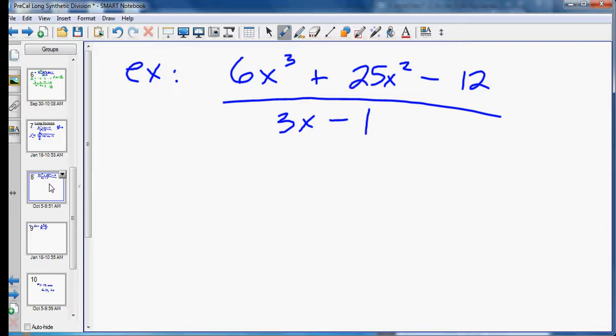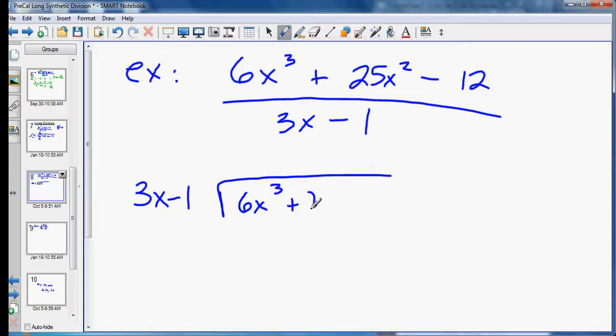So we'll do 3x minus 1, and we're dividing 6x cubed plus 25x squared. Notice again we have no x, so I'm going to put a 0x in here to help make sure I keep everything in line. And subtract 12. So that missing term, there's no x, but I'm going to fix that by having the 0x. So here you'll see the process again. We divide, multiply, subtract, bring down.